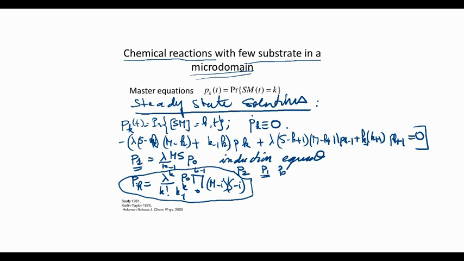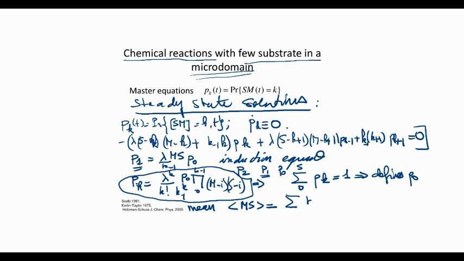And of course then we have to use the normalization condition, which says that the sum of the p_k from 0 to S has to be equal to 1, and this defines precisely P0. And that's it. Then this allows us to have a full description of the steady state, and from this you can calculate anything you want. For example, you can calculate the mean. What is the mean number of bound molecules? The mean is just the sum of k p_k from 0 to S.